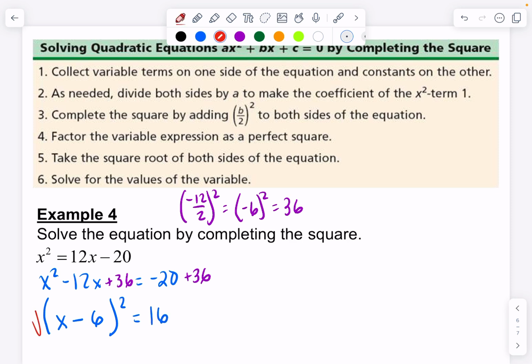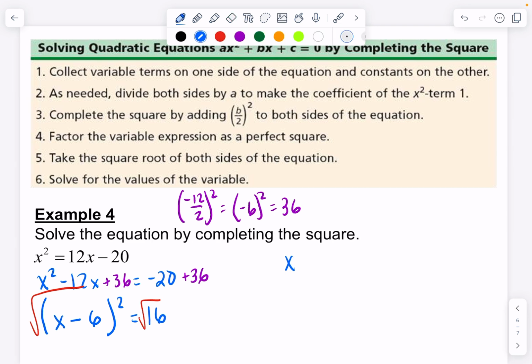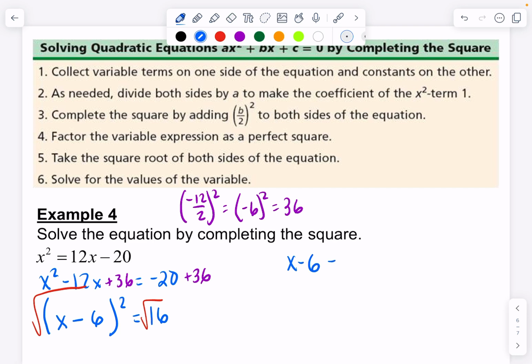Then we square root both sides. So I get x minus 6 is equal to plus or minus 4. Then I add the 6 over, so I have 6 plus or minus 4. One of my biggest pet peeves as a teacher is that students leave it like that. What's 6 plus 4? Well, that's 10. 6 minus 4, that's 2. Those are my two answers.